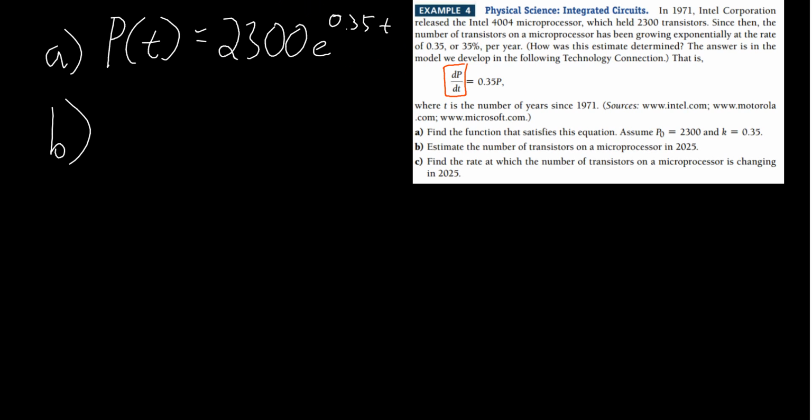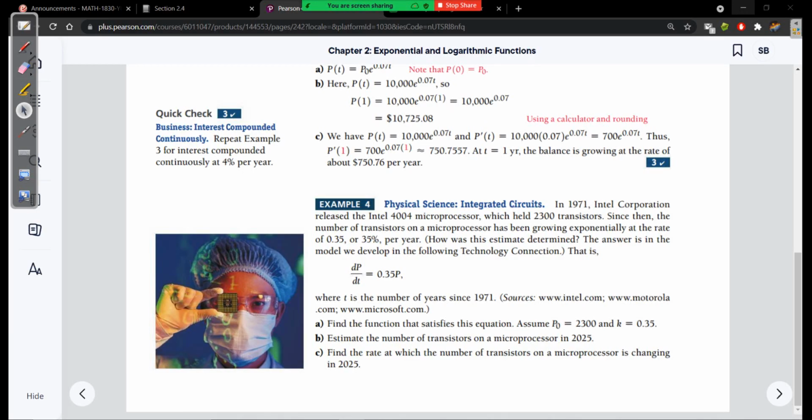So we have 2300 times e raised to the 54 times 0.35. Holy smokes. Is that right? I think so. Okay, so let me just double check here. I did everything right.